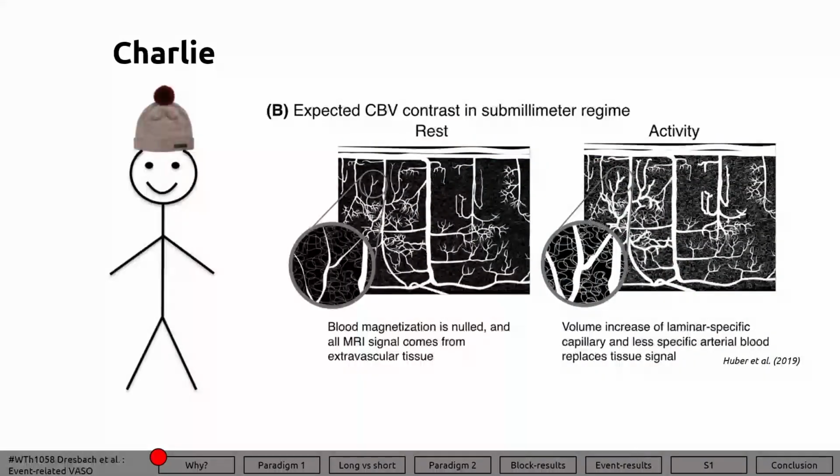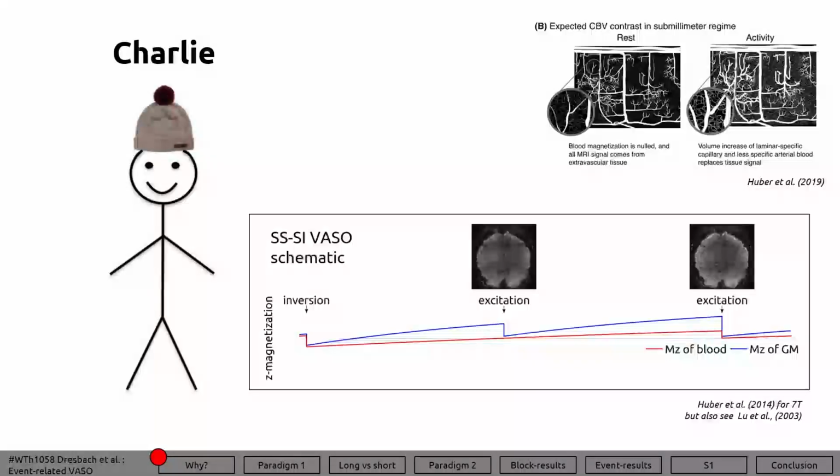Alternative methods have been proposed, like CBV-based imaging, which are thought to be more specific to the microvasculature, and thus also the neurons that Charlie, or we as neuroscientists, are interested in. One method to investigate this is SS-SI VASO, which has been developed for 7 Tesla by Renzo Huber. Here we use an inversion recovery sequence with a magnetization preparation period in the beginning, and then we acquire 2 images. One at the so-called BOLD nulling time, which gives us the CBV weighting, and later a T2-star weighted image, which gives us a BOLD contrast.